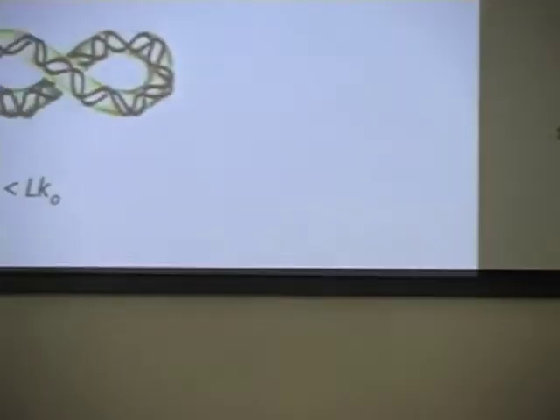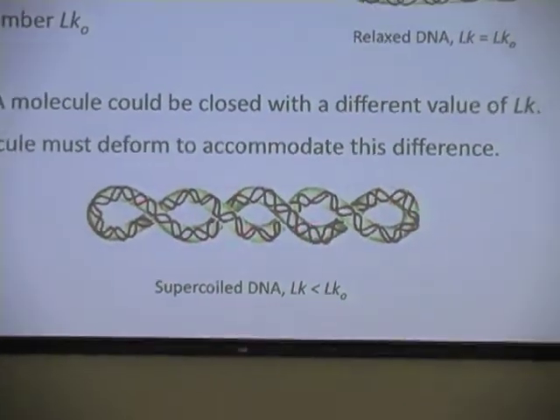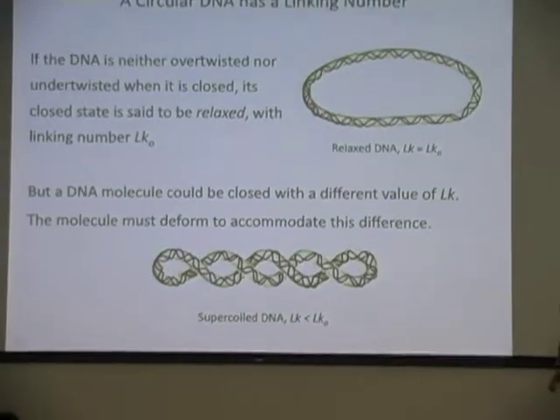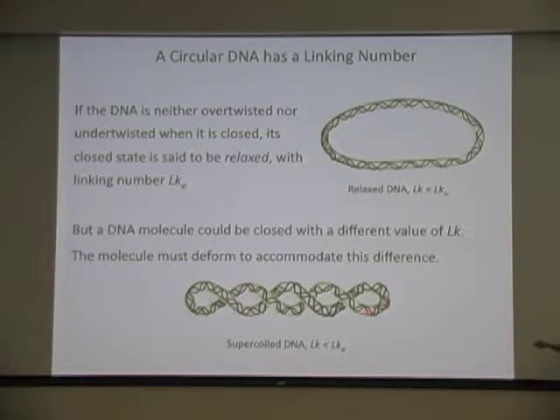But if you put in a linking number that is different than the relaxed value, then the DNA tends to have to snarl up one way or another. It tends to form these structures called supercoils. I'm sorry, this is a jargon word. I want to try to avoid jargon words, but it's a level of coiling where the whole double helix is coiling on itself. So it's a level of coiling above the coiling of the double helix itself, of one strand around the other. And that's why it's supercoiling, because it's a higher level of coiling.